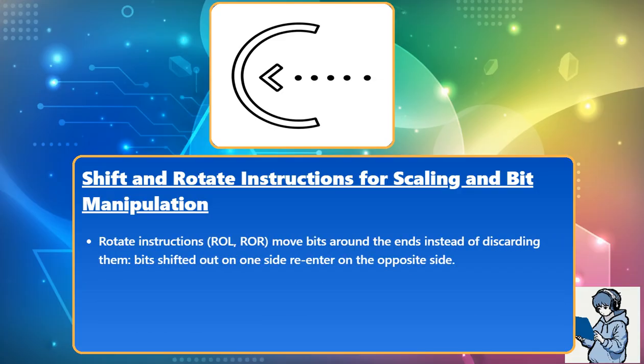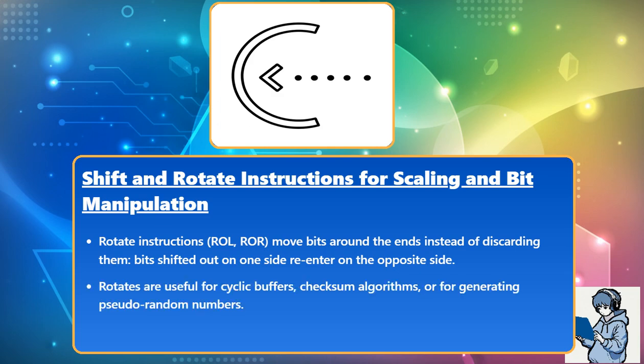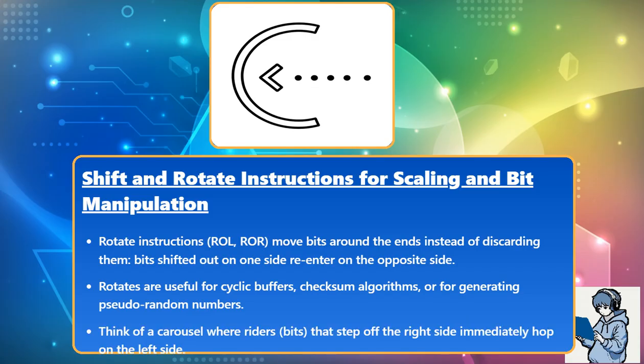Rotate instructions, ROL and ROR, move bits around the ends instead of discarding them. Bits shifted out on one side re-enter on the opposite side. Rotates are useful for cyclic buffers, checksum algorithms, or for generating pseudo-random numbers. Think of a carousel where riders' bits that step off the right side immediately hop on the left side.